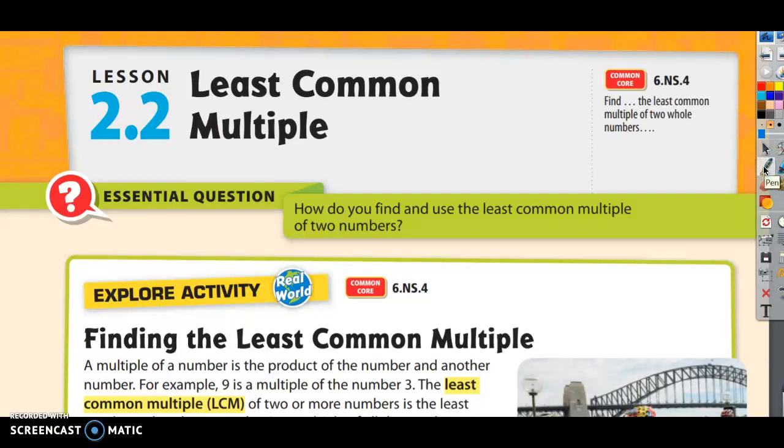This is lesson 2.2, least common multiple. We are on page 37. Essential question: how do you find and use the least common multiple of two numbers? We start with an Explorer activity.